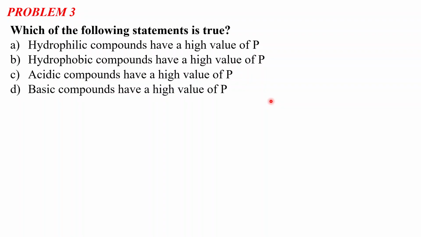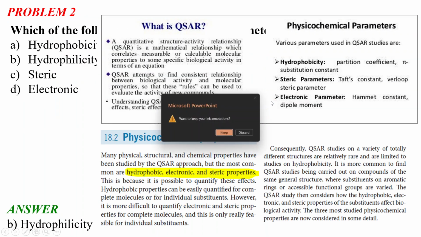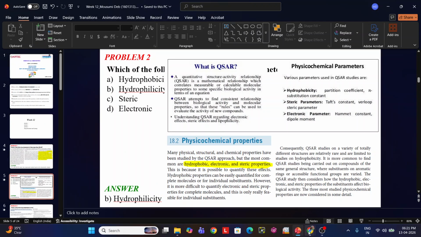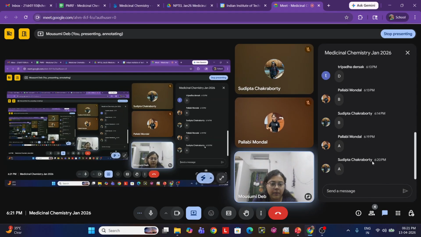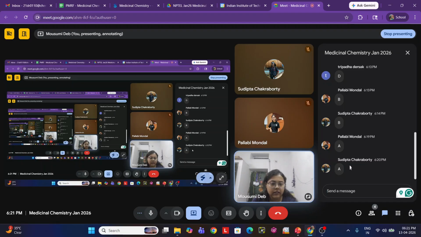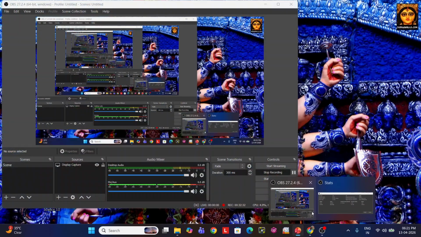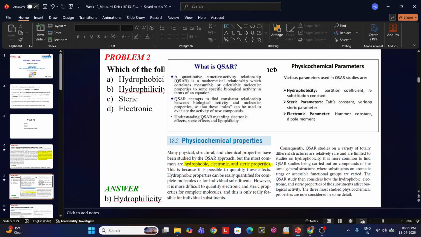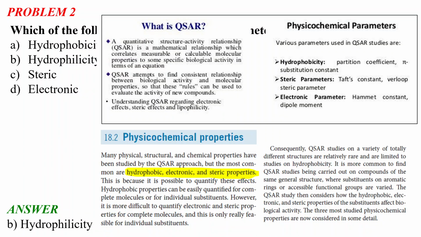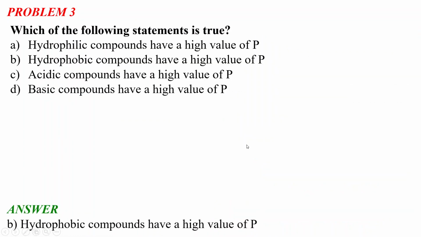Which of the following statements is true? Let me check the chat box. Okay. Number A. So I have received two answers and both are saying that number A is the correct answer. Okay, let me check if number A is the correct answer or not. So the correct answer is number B. Hydrophobic compounds have a high value of P, or partition coefficient.